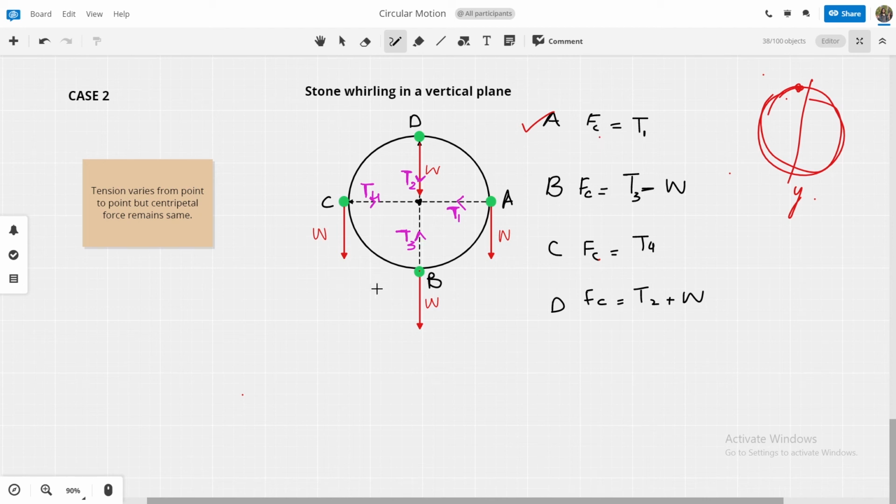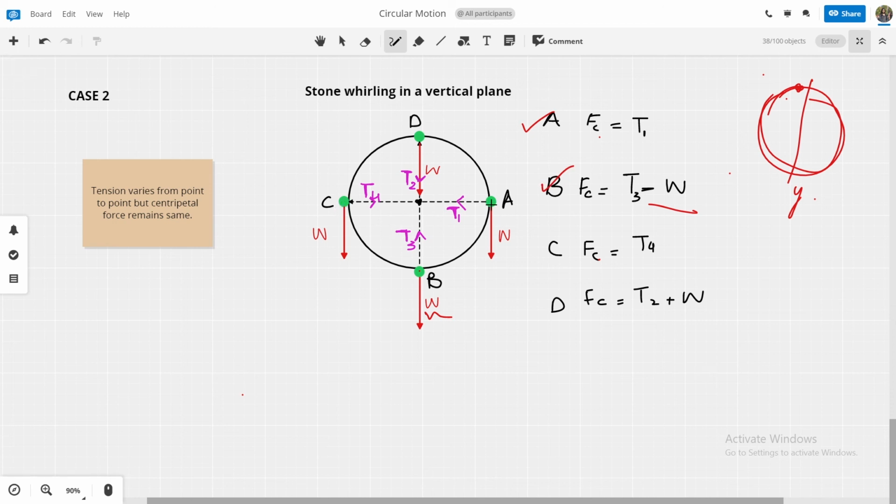Let's look at B. At B, two forces are in the y-axis, right? So T3 is directed towards the center, but at the same time, the weight is opposing this tension. It means that the tension has to be greater than this weight in order to sustain the circular motion. If the weight gets greater than tension, it would break and the motion would be stopped. So we know that tension is greater than the weight. So we subtract the weight since it's in the opposite direction, hence minus weight. So at B, centripetal force is provided by T3 minus W.